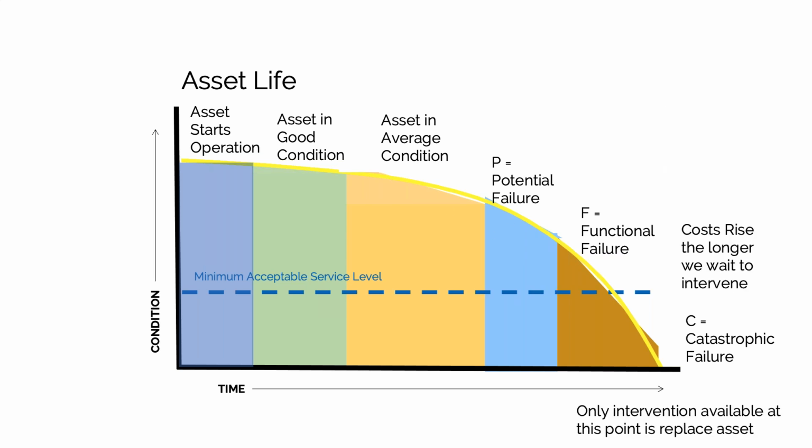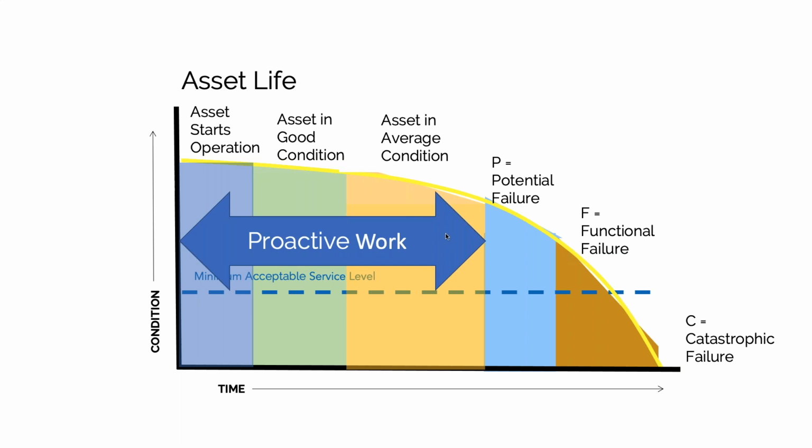So anything I do prior to the potential failure is considered proactive work. Everything up to the point at which the potential failure occurs means I am getting in there ahead of time. Nothing really bad has happened to the asset. It's just decaying, it's just sort of losing its condition. So I can intervene anywhere along the way and keep the asset functioning properly and prevent a failure.